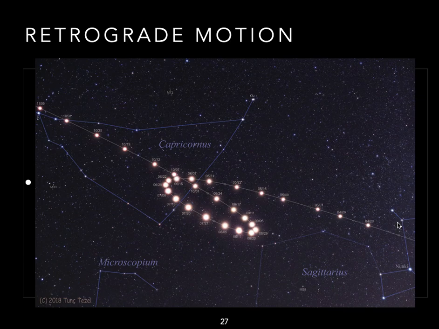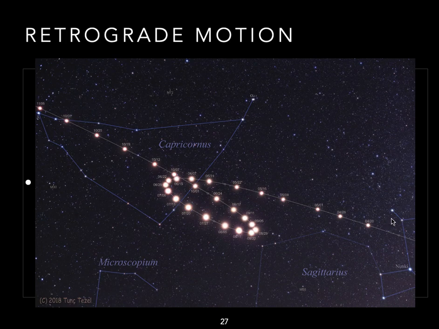Welcome back. This slide is about something called retrograde motion. You read about this when we studied Venus. Venus rotates opposite every other planet in the solar system, and so we say Venus has retrograde rotation.